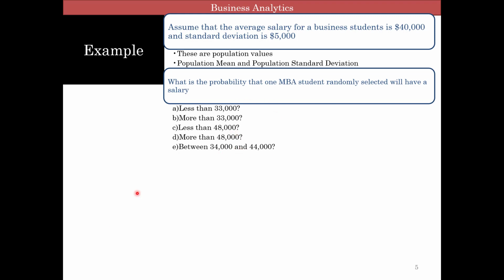So here are the questions asked. And it could be any other number. It doesn't have to be 33 and 48. It could be any other number here. But these are the questions you ask when you have a value from a distribution.